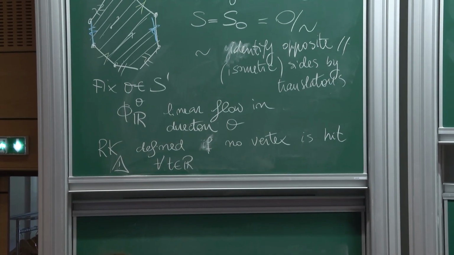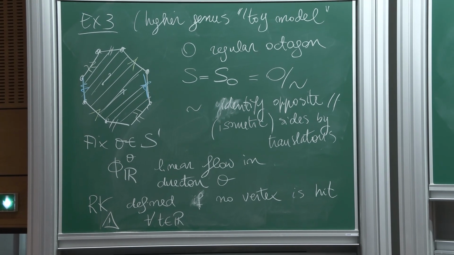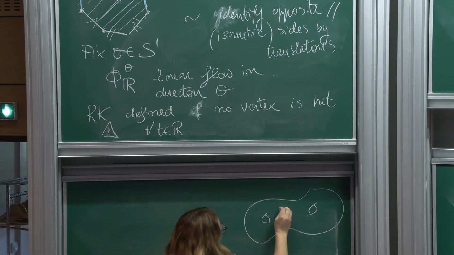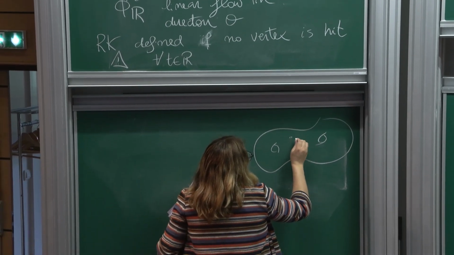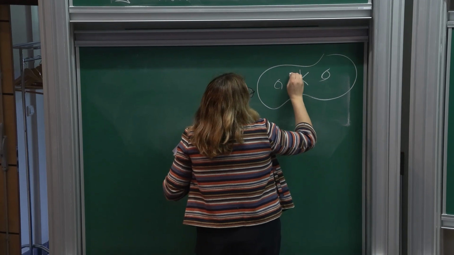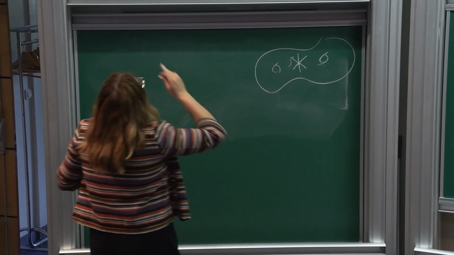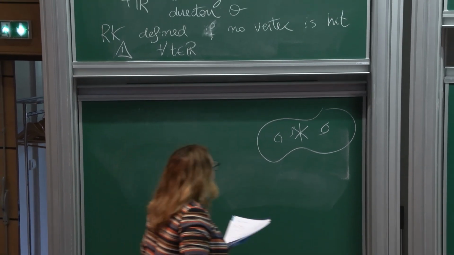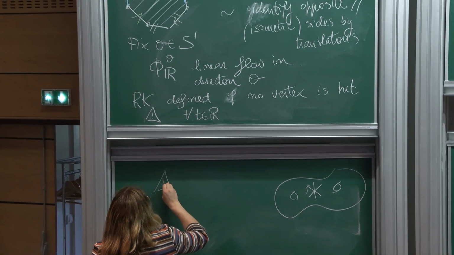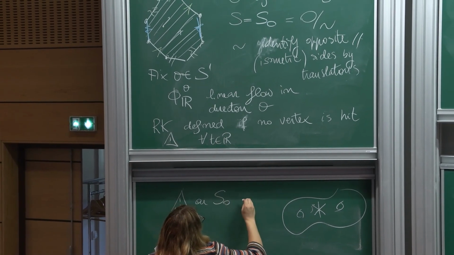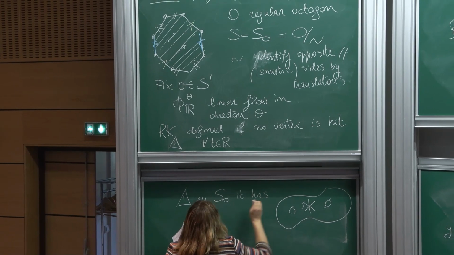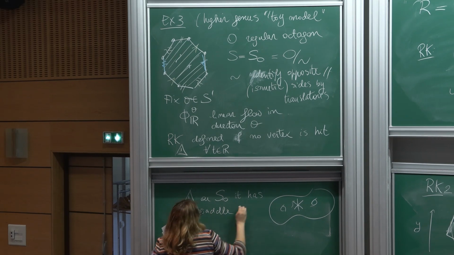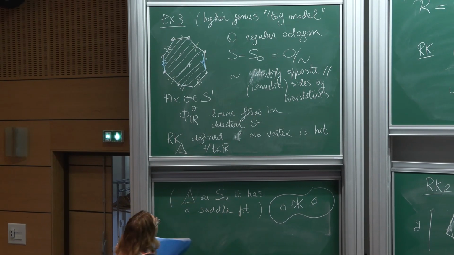And if you want, you can draw it on the surface. What will happen is that the vertex gives rise to some kind of saddle for the flow. So at the vertex, there are several trajectories which come in. We'll remark that S has, actually in this case, one saddle point. Maybe it's not so important now.